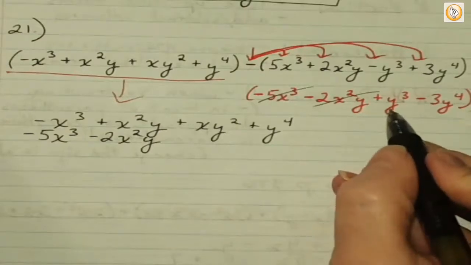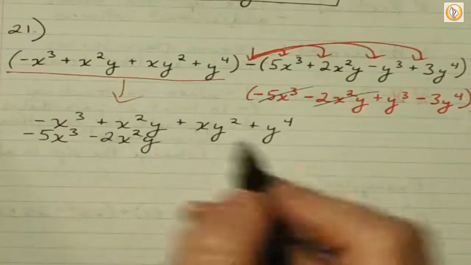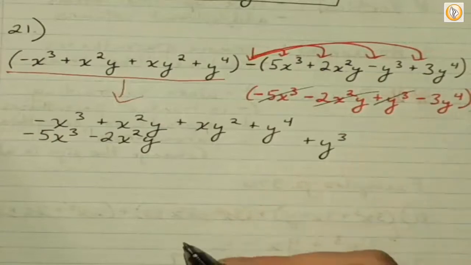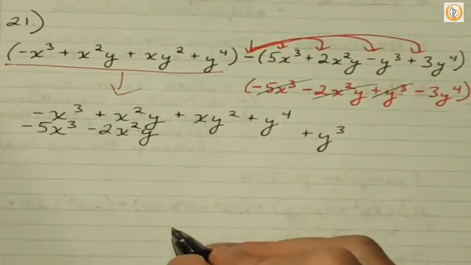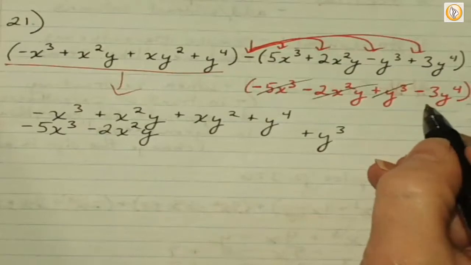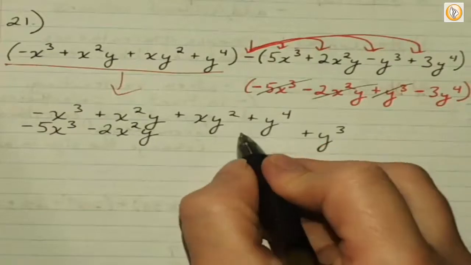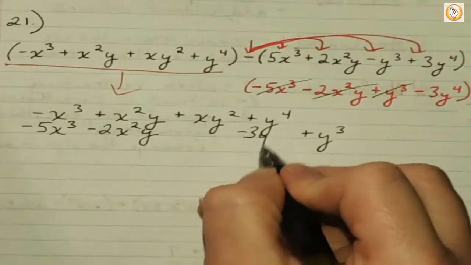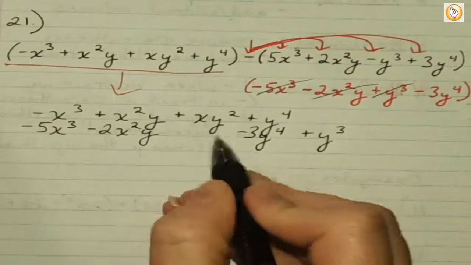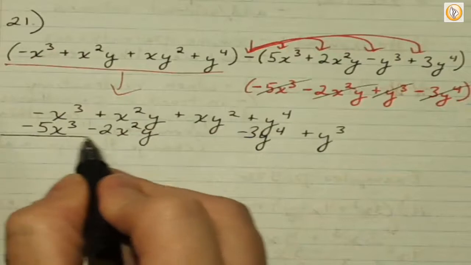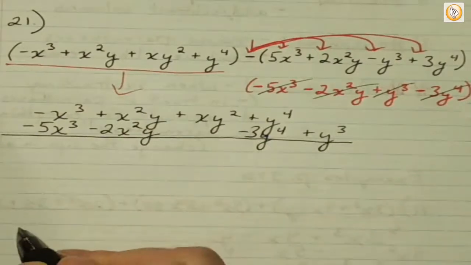Where would I put this y cubed? It doesn't fit with any of these, so I'm just going to put it over here, plus y cubed, because it doesn't fit anywhere. She's correct. Where would the negative 3y to the fourth power go? Underneath, right here. Now, nothing can go under here because we didn't have anything to go under there. So, now we can start combining.